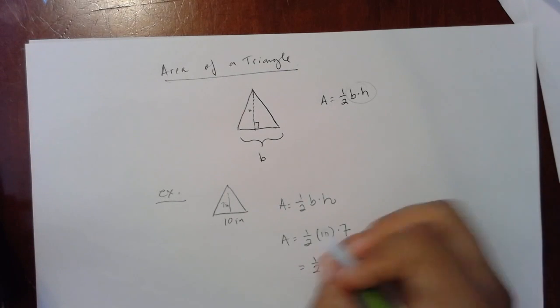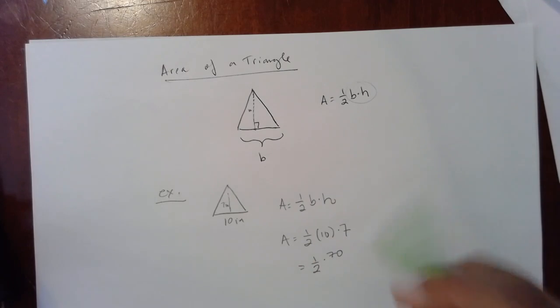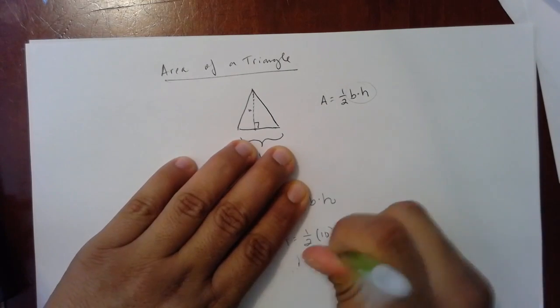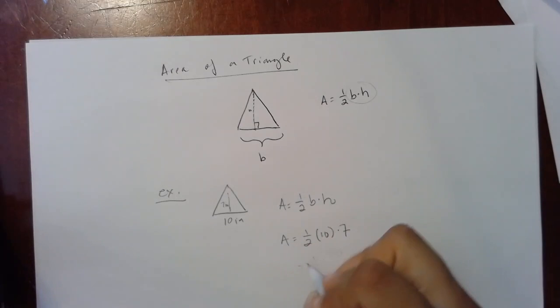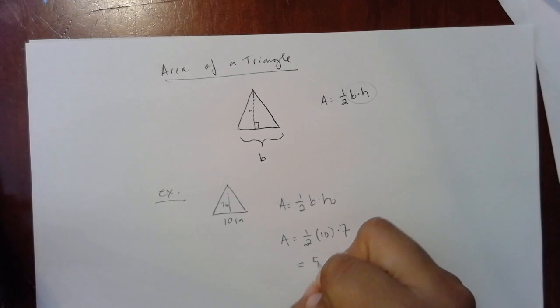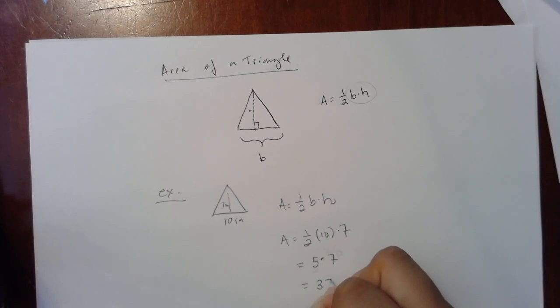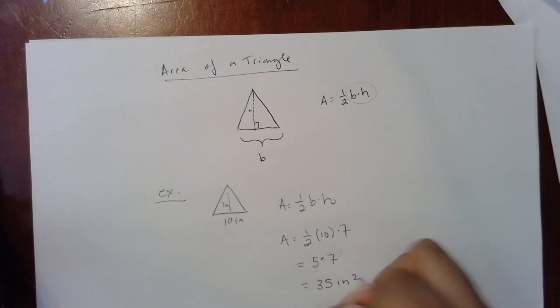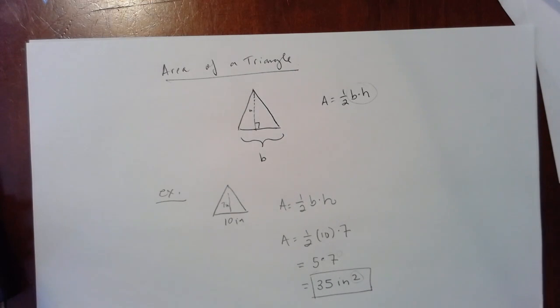We could multiply these two or these two. We could go from left to right. Let's go from left to right, actually. Okay, so 1/2 of 10 is 5. And then we bring down the 7. And that's 35 inches squared. So remember, we have two dimensions. It's squared. Area is in terms of units squared. Okay?